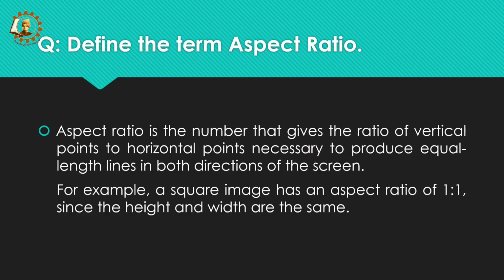The next question is, define the term aspect ratio. Aspect ratio gives the ratio of vertical points and horizontal points. If we have some square image, then the aspect ratio of that particular image is 1:1, since the height and width are the same for a square image.